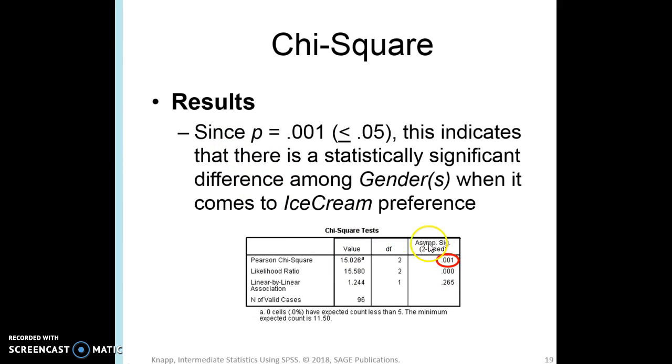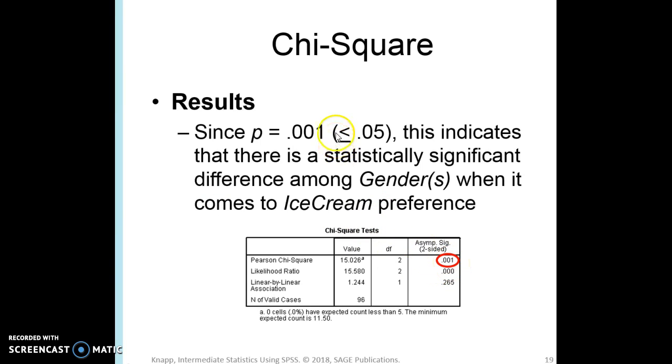Results. Okay, here's the result table of a chi-square test. We're going to look at the Pearson chi-square. Here's the value of the chi-square. You'll watch a video later that tells you what that 15.026 means and where it comes from. Degrees of freedom are 2. If you remember how you find the degrees of freedom, we'll talk about that some more at some point. But look at the significance.